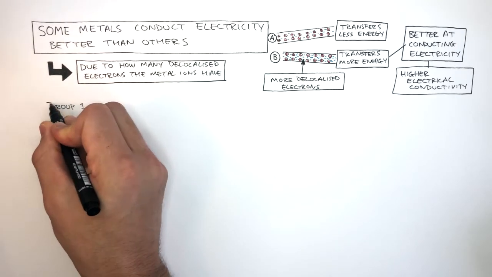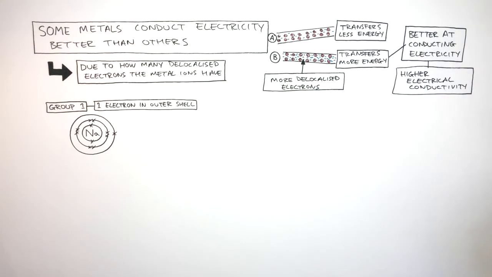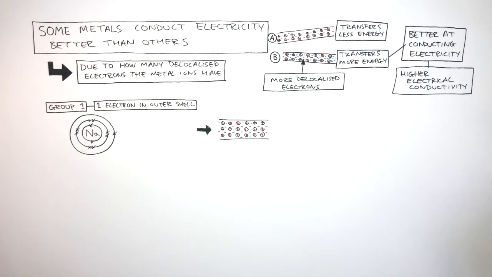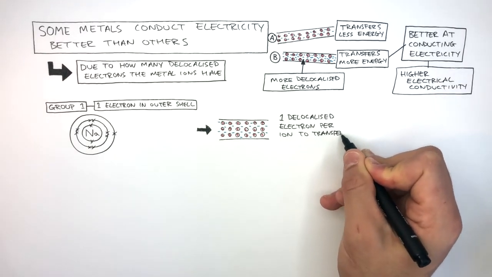So we know group 1 metals have one electron in their outer shell. This electronic configuration of sodium demonstrates how there is one electron in the outer shell. This diagram shows how there is one delocalized electron per ion to transfer energy.